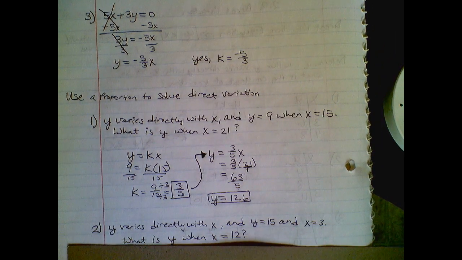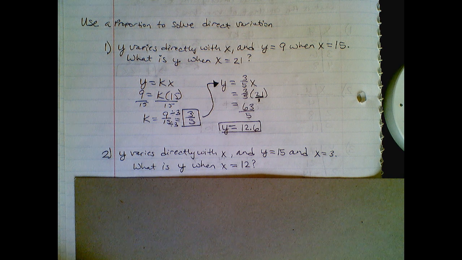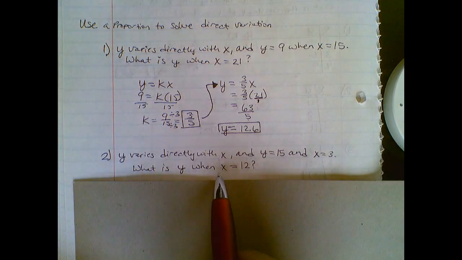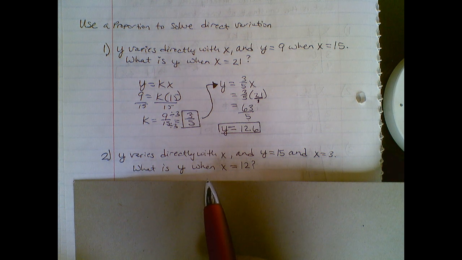Now this second example, same type of problem. It says y varies directly with x. Y equals 15 when x equals 3. What is y when x equals 12? So again, go order by order. If we try to skip to the end, and just plug in this x equals 12, notice we wouldn't know what y is. We don't know yet what our k is. We would have two missing variables. We wouldn't know how to solve for either.